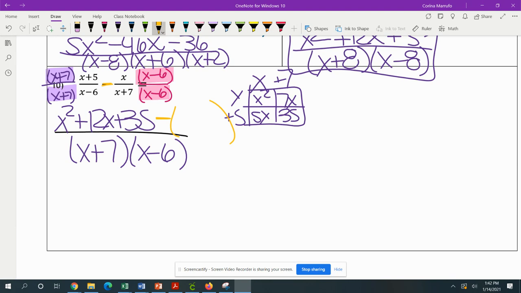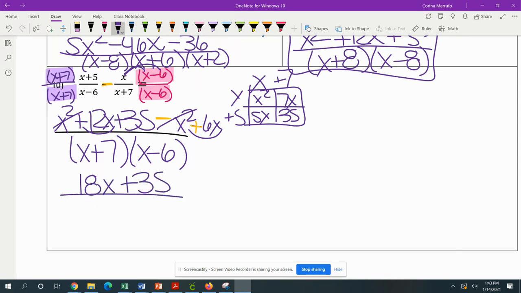Now this one's only one term. So all I got to do is distribute: x times x is x squared, x times negative 6 is negative 6x. Okay, I'm going to distribute that minus. So x squared, it'll be minus x squared. And then this, instead of being a minus 6x, it'll turn into a positive 6x. And we are ready to go. So x squared minus x squared, those cancel each other out. We have 12x's plus 6x's. We have 18x plus 35. And on the denominator, we have x plus 7, x minus 6, and that's it.